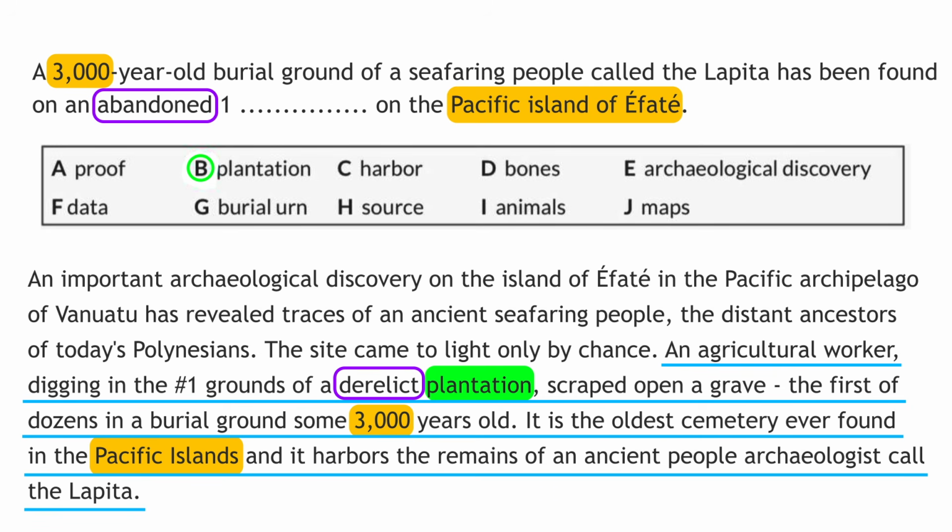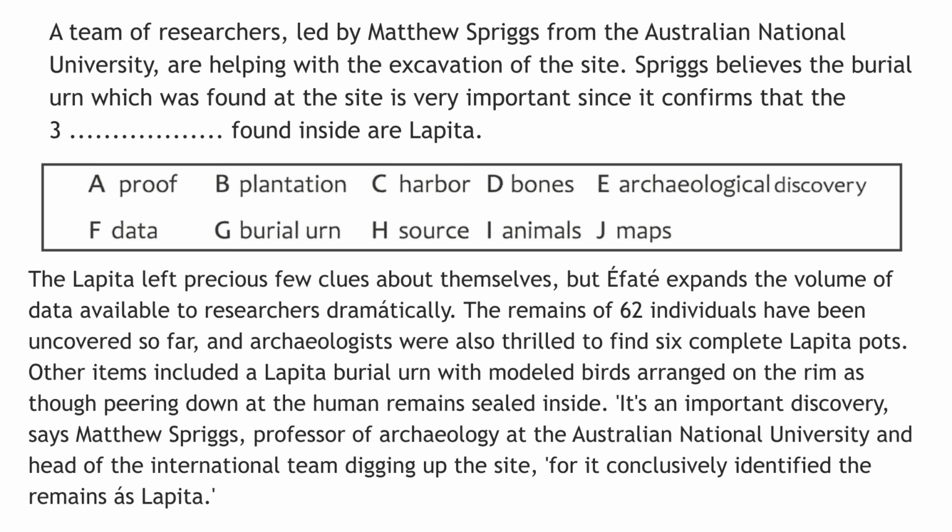Now let's start the next question. We will start by answering question number 3. Why? Because there are nice keywords here. For example, in question number 3, there are the names Matthew Spriggs and Australian National University. These are our keywords here. So finding the answer for this question might be a little bit easier. So we start by answering question number 3.